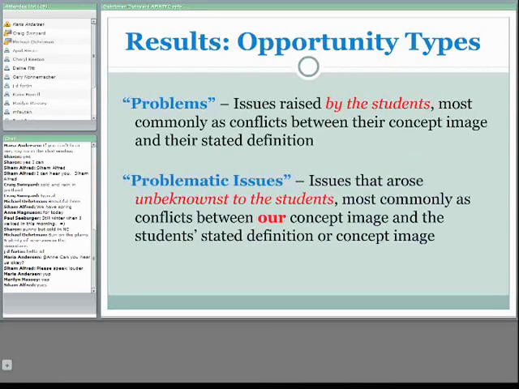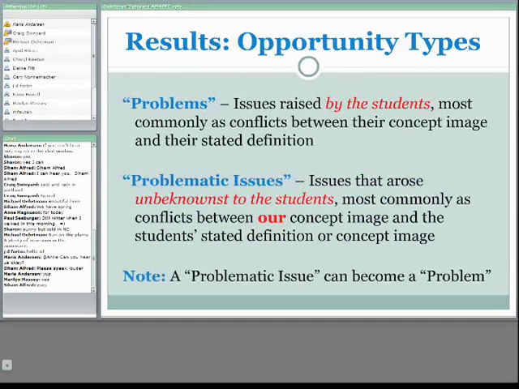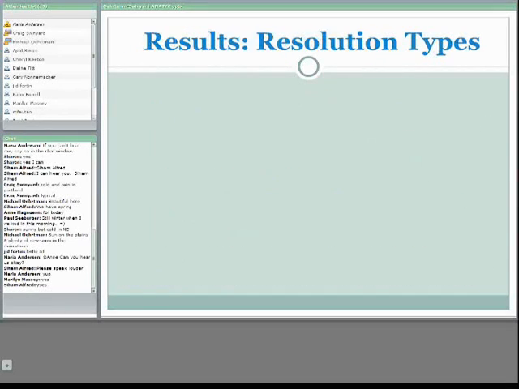So there were times when we would ask questions that were designed to turn problematic issues into problems. So in other words, we would ask a question that might raise to the forefront an issue that the students didn't realize that they had. And hopefully by that question being asked, the students would recognize, hey, we got an issue here we need to resolve. And we found that when those issues became actual problems, the students were more likely to resolve them in meaningful ways.